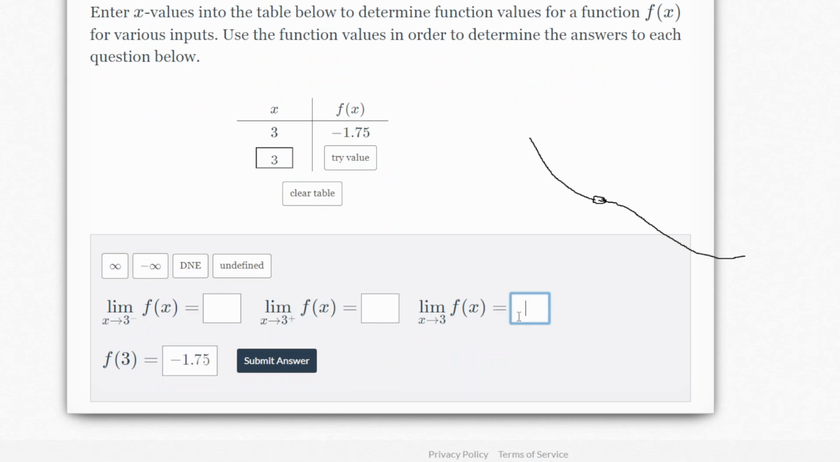Why did you not type that in? Oh, it did. Never mind.